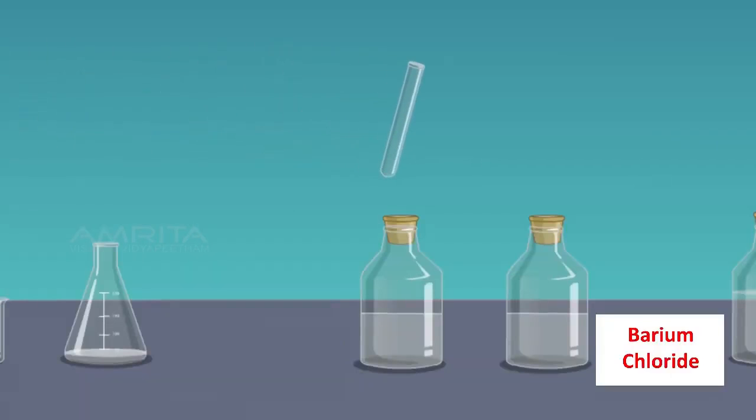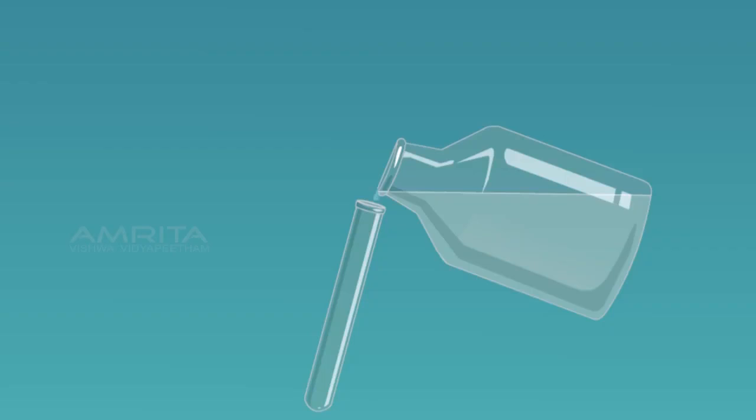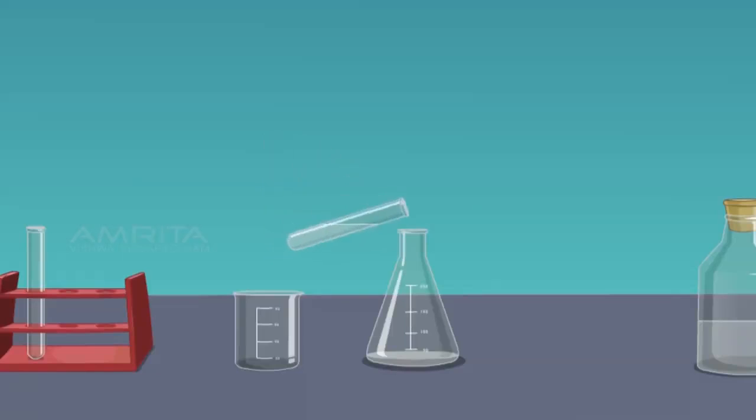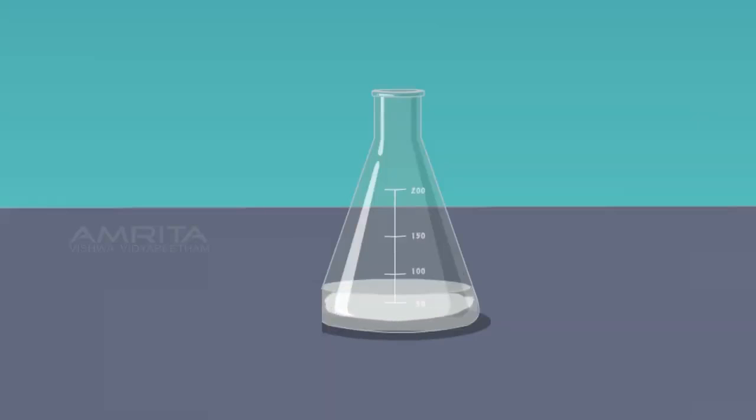Barium chloride. So we'll take our barium chloride, put it into our test tube, transfer that to our flask, swirl the liquids together, and look at that. We have a solid forming. So we have another white precipitate forming here.